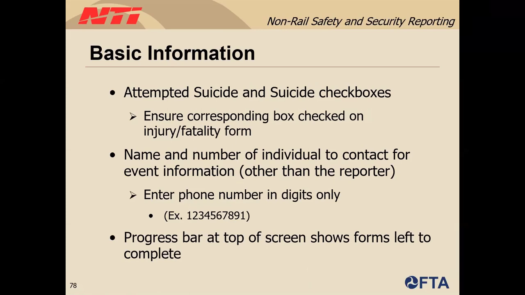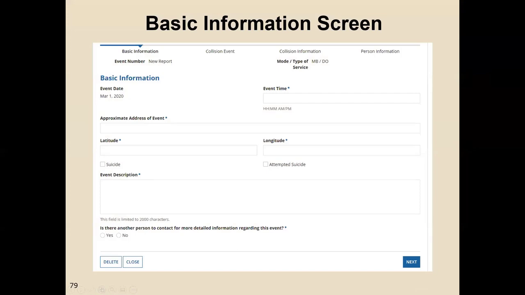The last piece of information is the name and phone number of someone to contact for additional information regarding the event. You do not need to enter the name of the person if they are the person reporting the event. When you enter a phone number, enter only the numbers and no parentheses or dots. The field will self-format. The basic information screen is also where the progress bar first appears. This bar shows you how many subsections you have to complete and your progress thus far. This is a snapshot of the basic information screen. As you can see here with my cursor, here's the progress bar.